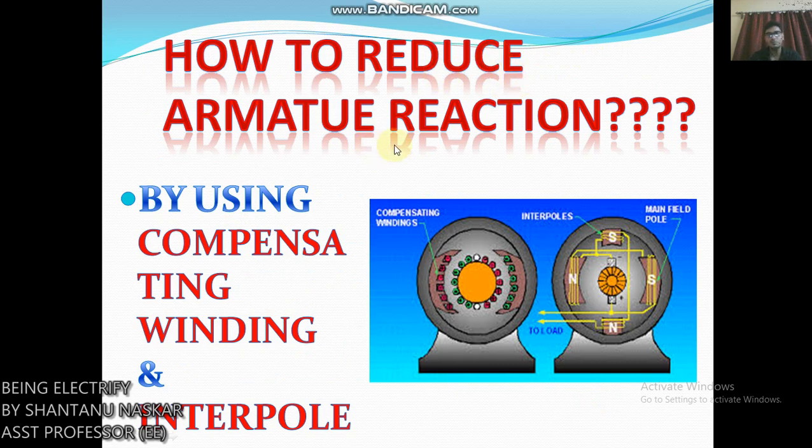Now, how to reduce armature reaction? By using compensating winding and interpoles, we can reduce the armature reaction. These are the compensating windings, and these are the interpoles. The interpole is situated between two main poles. This one and this one are main poles. This is situated between two main poles. This is called the interpole. This is the compensating winding.